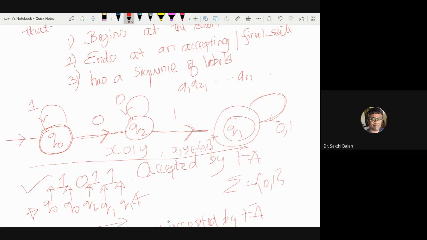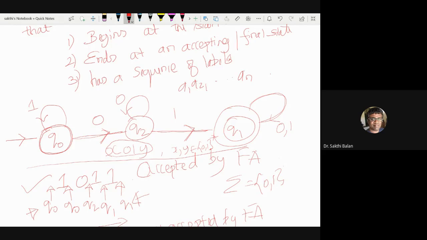Now, what is the pattern of this string? You have x and y, where x is a prefix and y is a suffix, and x and y are any string over the alphabet {0,1}. So you don't have to bother about whatever symbols it is going to read. What you should bother about is the substring 01, because you need to make sure that the string contains 01.